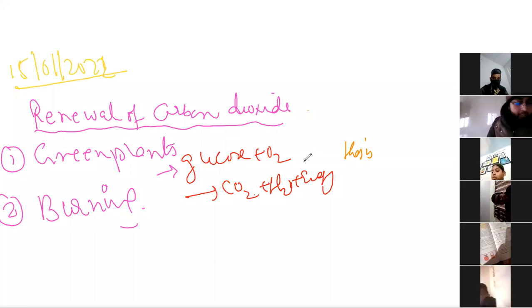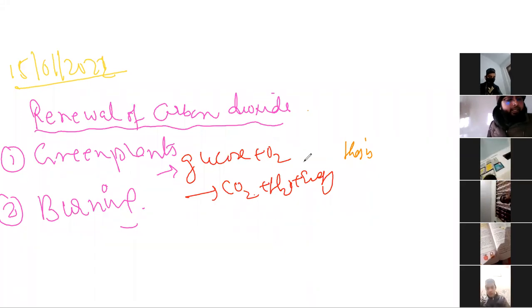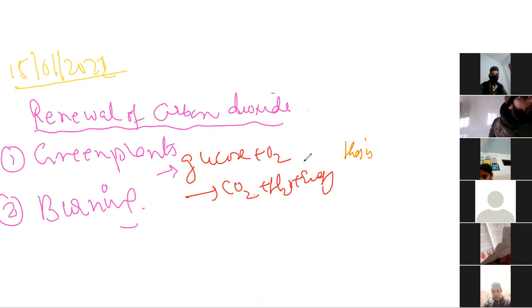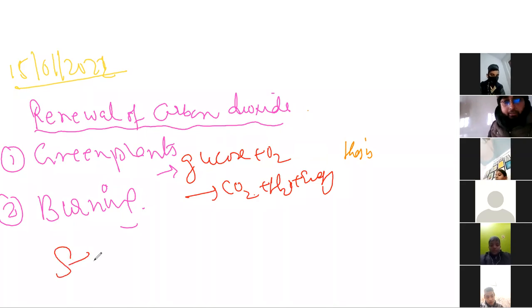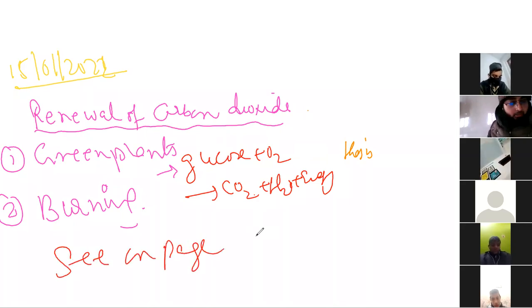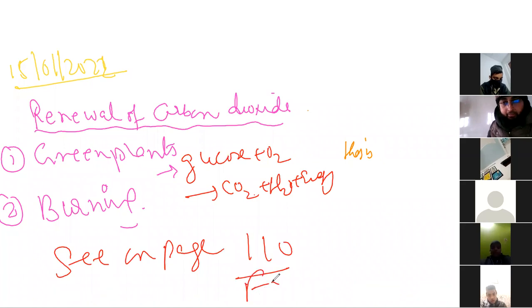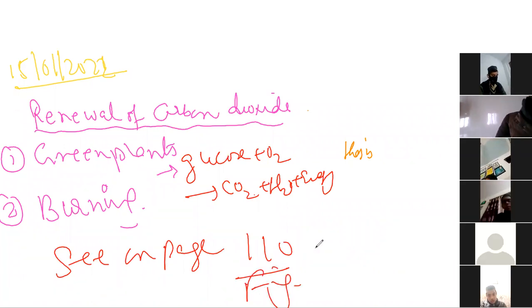Another thing is that burning of fuels adds carbon. This is very important, the greenhouse effect, which is taking carbon dioxide back into the atmosphere. Is it clear? One of the ways is that by using the green plants, CO2 is renewed in the atmosphere. Another thing is burning. See on page 110, a figure is there that shows the carbon cycle.